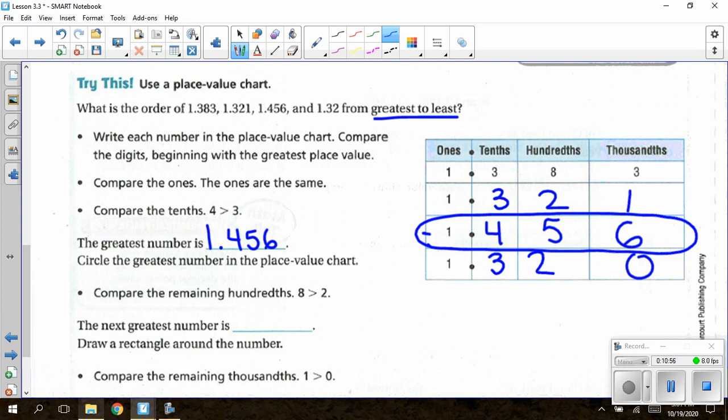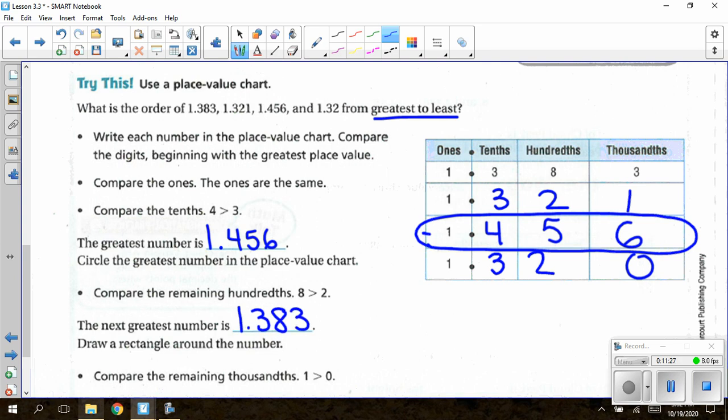So moving on to compare the next 3, because all 3 of those have a 3 in the tenths place, I now have to look at the hundredths place. So I see that the top number has an 8, and then the second one and the bottom one have a 2 in the hundredths place. Well, obviously 8 is greater than 2, so I know that that is my next largest number, my 1 and 383 thousandths.